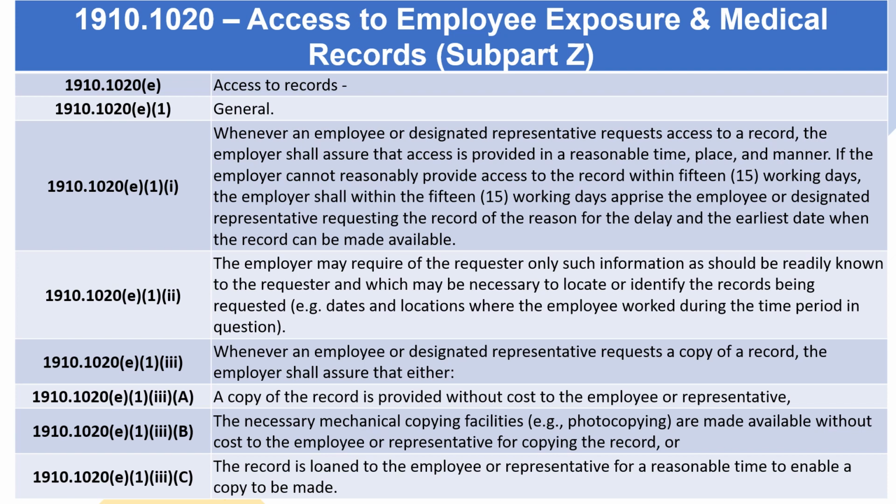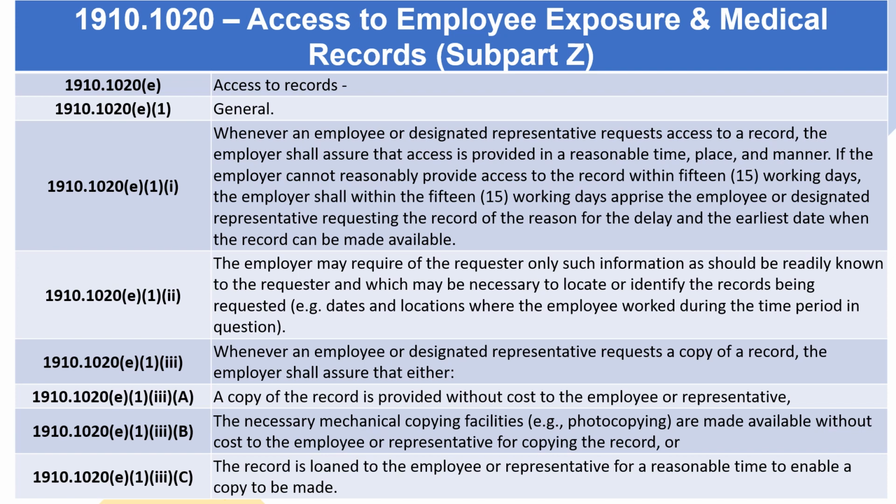1910.1020(e)(1)(ii) The employer may require of the requester only such information as should be readily known to the requester and which may be necessary to locate or identify the records being requested, e.g., dates and locations where the employee worked during the time period in question. 1910.1020(e)(1)(iii) Whenever an employee or designated representative requests a copy of a record, the employer shall assure that either 1910.1020(e)(1)(iii)(A) through (C).